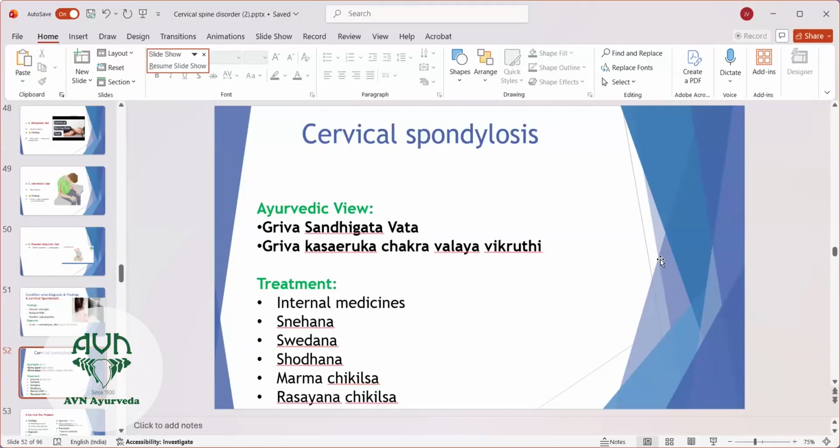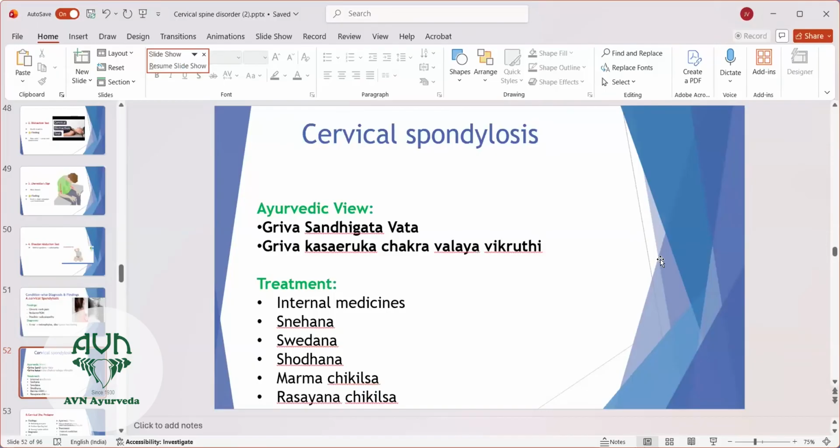Along with that, this Marma Chikitsa we are giving. Grivavasti also will give very good results. The internal neuroprotective medicines we are also giving, like Cervilon and Prasarani Adi Kashaya, and the Vatahara Aushadhas like Maharasnadi, the Yogaraja Guggulu we can give internally.